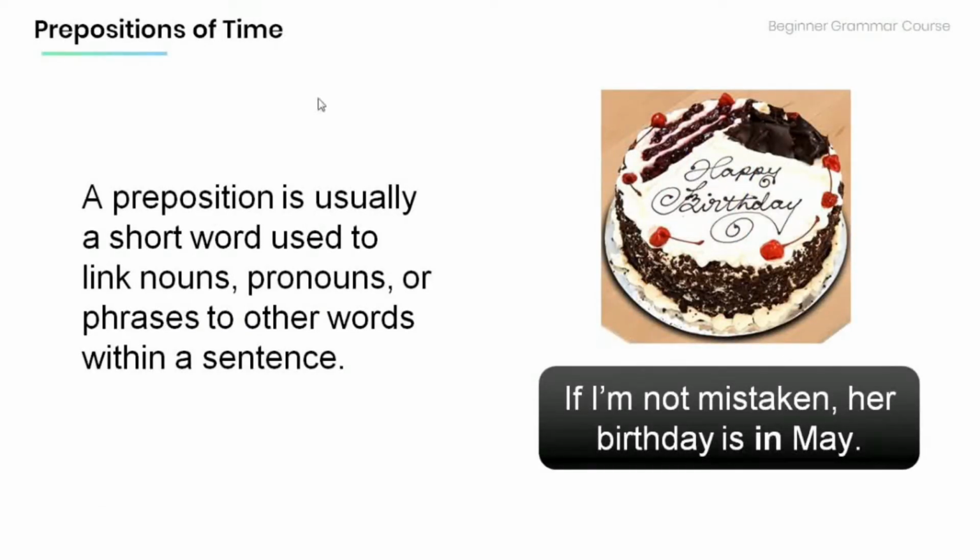Remember that a preposition is usually a short word used to link nouns, pronouns, or phrases to other words within a sentence. Have a look at the example over here. If I'm not mistaken, her birthday is in May. Note that the preposition in the sentence is used to link the noun May to birthday.